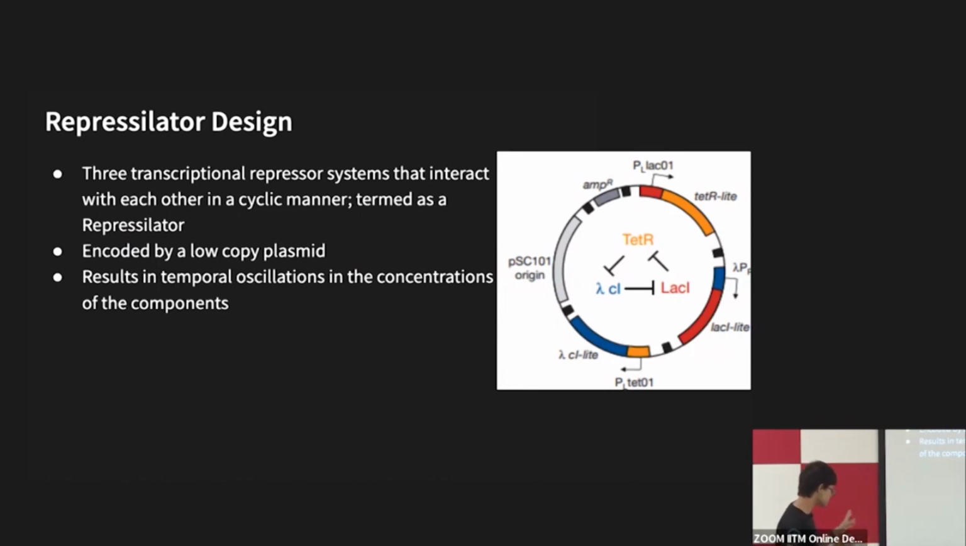Now, essentially what happens here is that let's say the LACI gene is initially expressed. So the LACI protein represses the production of the TETR gene product. The TETR protein represses the production of the CI gene, and the CI gene represses the expression of the LACI gene. So basically, they all interact in a cyclic manner, and this results in time-dependent oscillations in the concentrations of each of the different proteins.